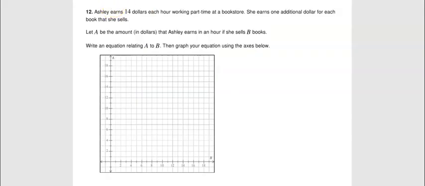All right, so on this one here, it says Ashley earns $14 each hour, working part-time at a bookstore. She earns one additional dollar for each book she sells. Okay, so it says let A be the amount in dollars that Ashley earns. Well, if that's the case, the total amount that she earns is going to be the answer. That's going to be the total.